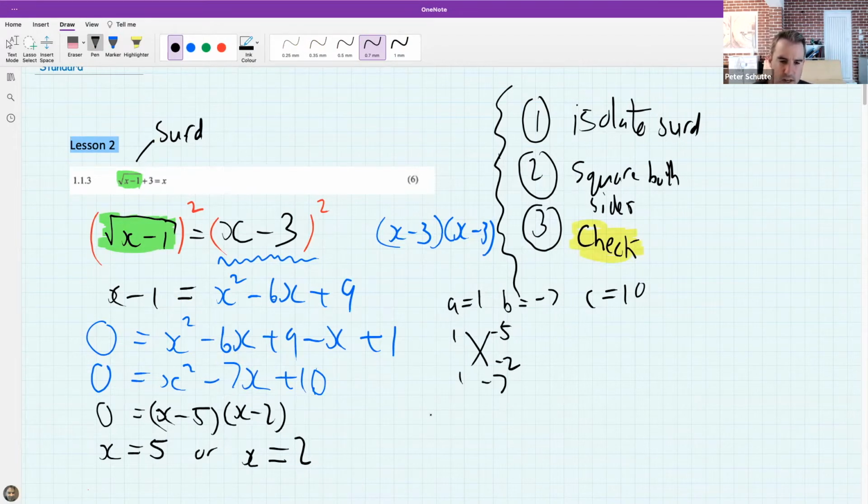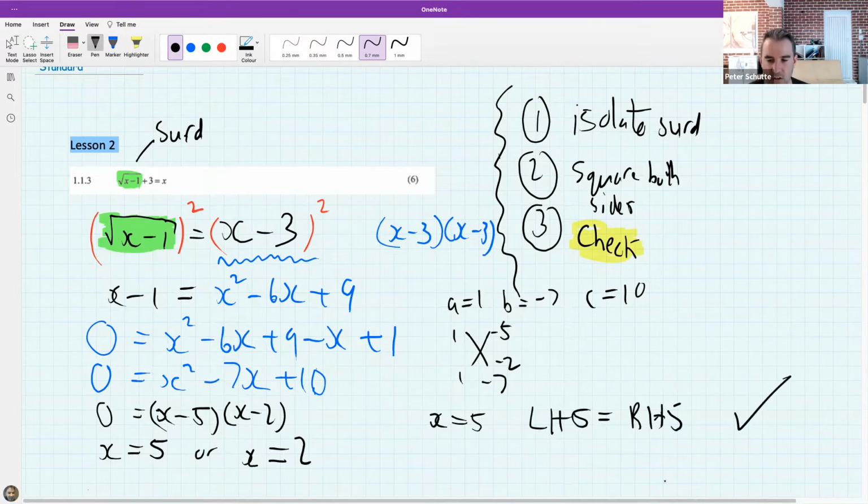So what I do is I say, okay, well, I'm going to check x is 5. And if I go back to the original, 5 minus 1 is 4. Square root of 4 is 2. 2 plus 3 is 5. And the right-hand side is 5. So the left-hand side does indeed equal the right-hand side. It makes sense. So that answer is fine.